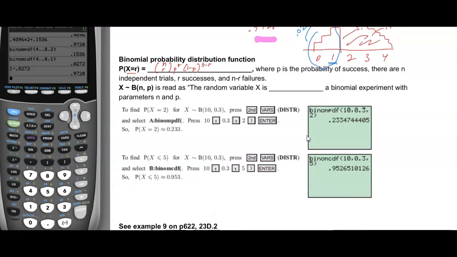Remember that? Where P is the probability of success, N independent trials, R successes, and N minus R failures. Okay? Look familiar? This notation here, we've seen this before with normal distribution, except for a normal distribution, of course, it was capital N. This basically is a compact mathematical way of saying random variable x is distributed in a binomial distribution with N trials and P success rate. Okay, so the random variable x is distributed as a binomial experiment with parameters N and P.